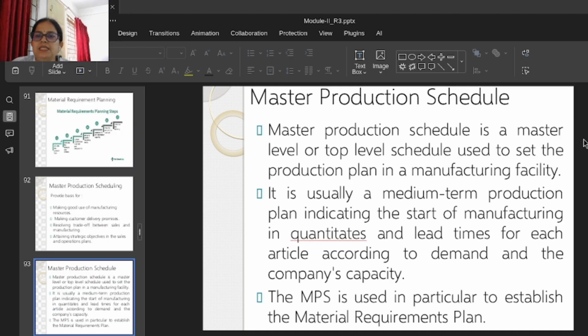Master production schedule is a master level or top level schedule used to set the production plan in a manufacturing facility. It is usually a medium term production planning, because we have already discussed this is an aggregate planning process or medium term planning process. 6 months to 18 months or 24 months we need to follow. So what is the quantity we need to manufacture in this time period? How much quantity, and what is the time period we need to deliver the product to the customer? That is done in the master production schedule.